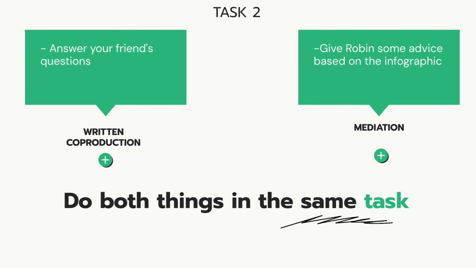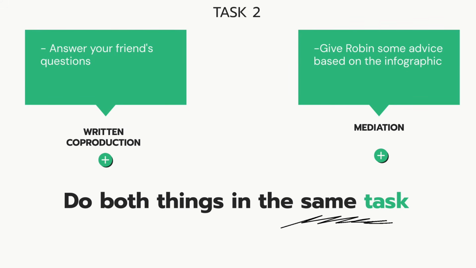Okay, so now let me explain what we need to do. In this writing task, we have to do two things. The first thing is, of course, answer your friend's questions. Remember? So you need to tell your friend what you reckon about him coming to visit you. Are you happy about that? Are you excited? Obviously, you're going to tell him, hopefully, that you're very excited to see him.